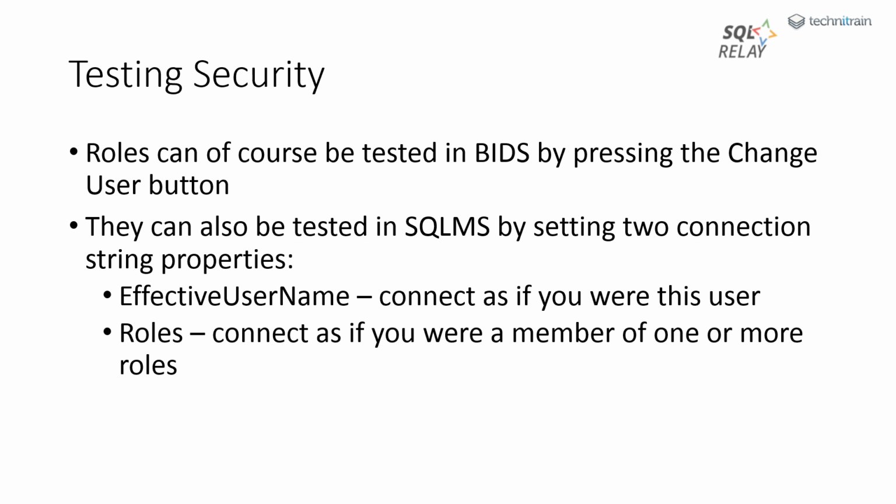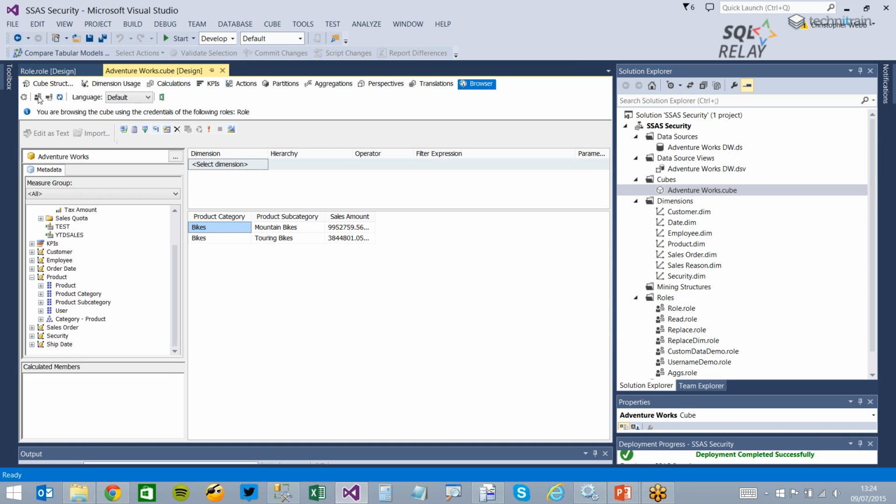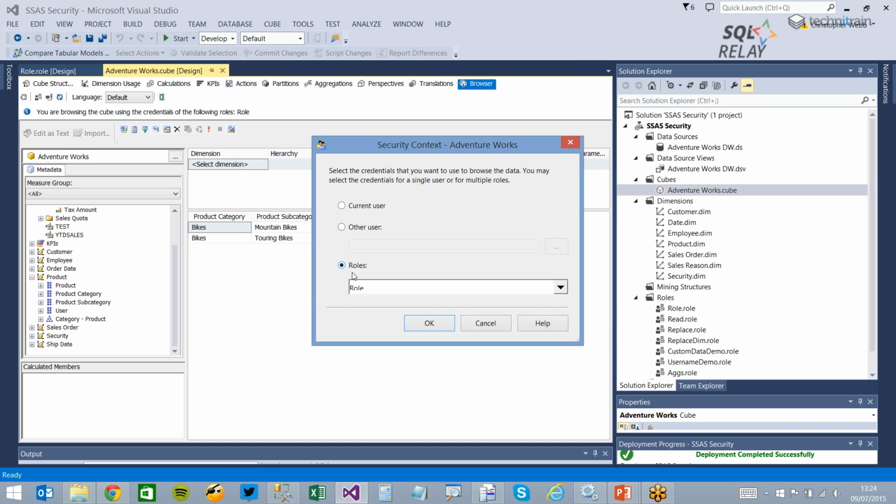Now, I've already shown you how you can test security in Visual Studio, BIDS, SSDTBI, call it what you will, by pressing the Change User button. Just to recap, if we click to change user, I can just say, let's connect either as the current person, i.e. me, I'm an administrator, I can develop, or connect as another user and enter a Windows username here, or connect as if I was a member of a role.